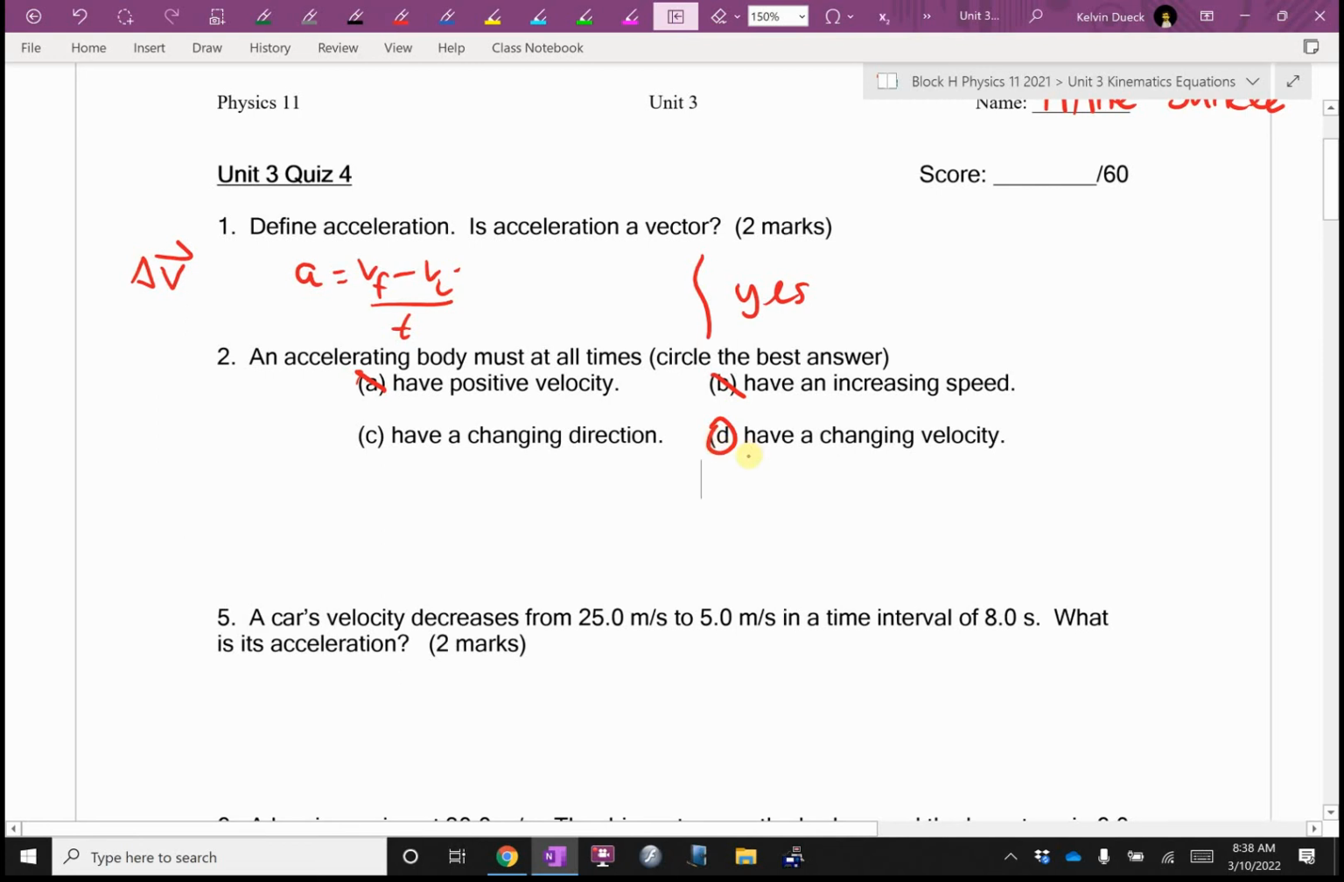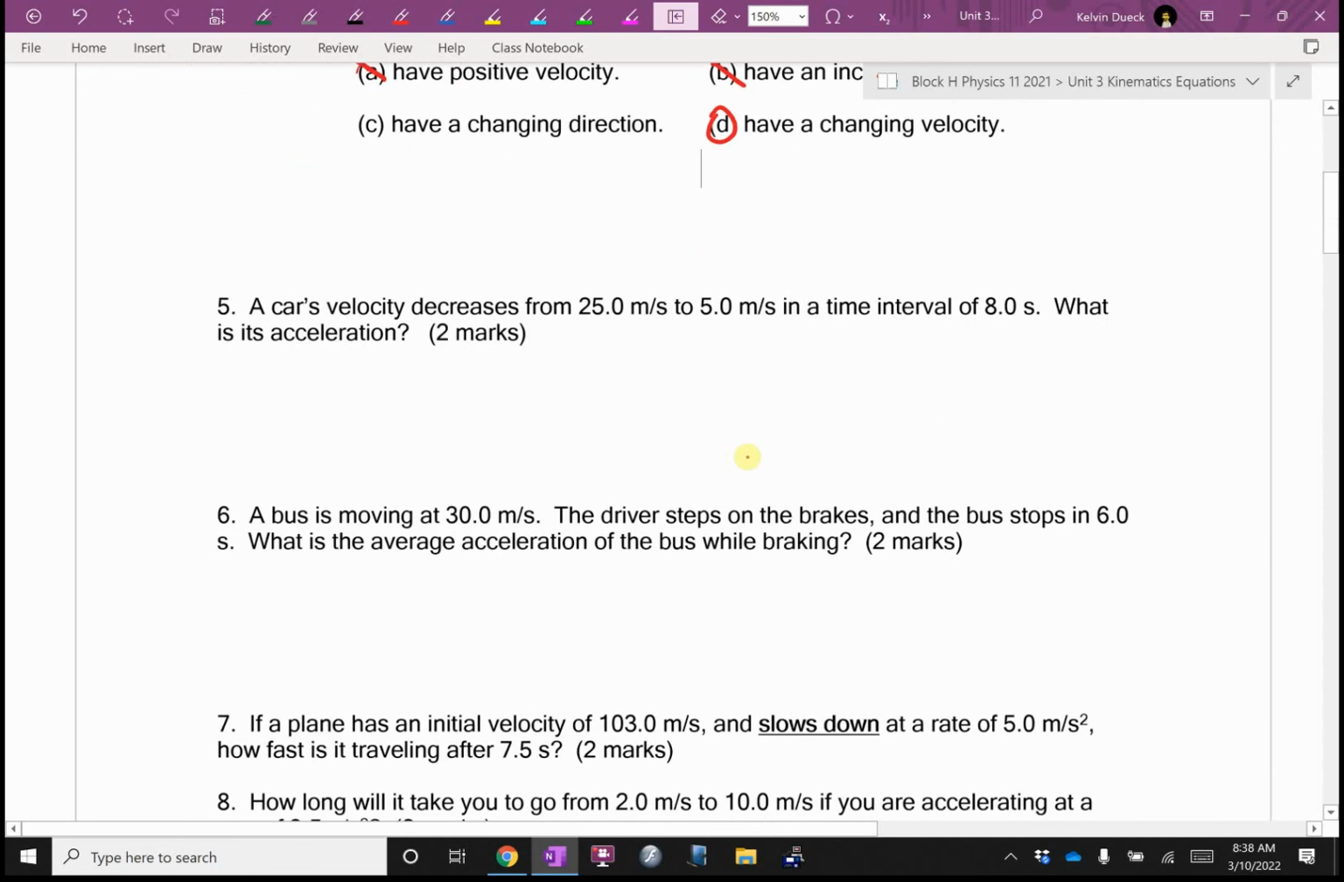Mr. Duick, what happened to number 3 and number 4? I nuked them and didn't feel like renumbering everything.